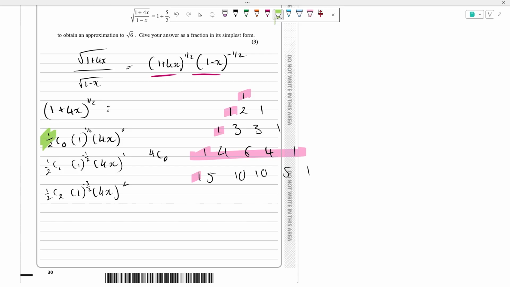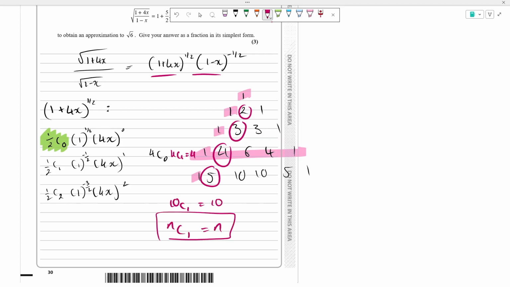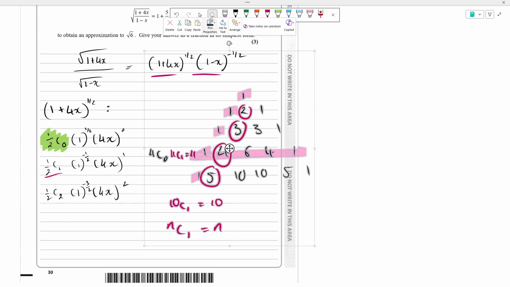So having that knowledge can help you save time. Anything choose 0 is just 1. Anything choose 1 will be itself. So 4 choose 1 is equal to 4. 10 choose 1 is equal to 10. N choose 1 is equal to n. So knowing this can really, really help you as well, and we're going to use this for this one here. I'll show you how to do 1 choose 2 in a second.